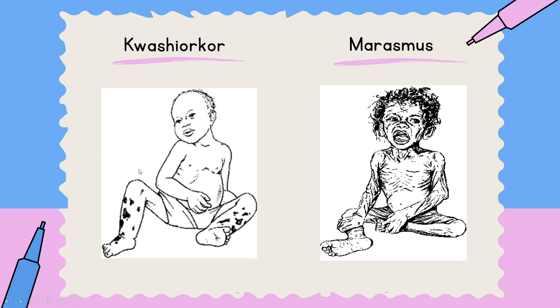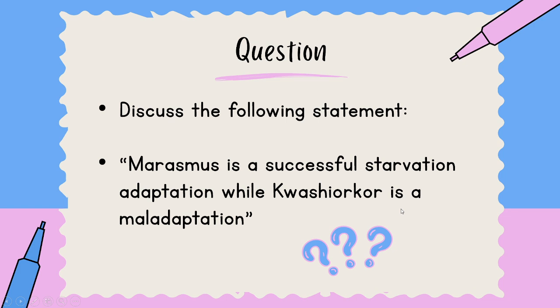Kwashiorkor is characterized by features that include edema, that is swelling, particularly in the legs and in the face. There are several skin lesions, fatty liver, hair discoloration, distended abdomen, and apathy. So the child will be apathetic and non-reactive. On the other hand, a marasmic child, as you can see, is wasted, particularly muscle wasting, with extreme weight loss, thin appearance, dry skin, and general weakness.